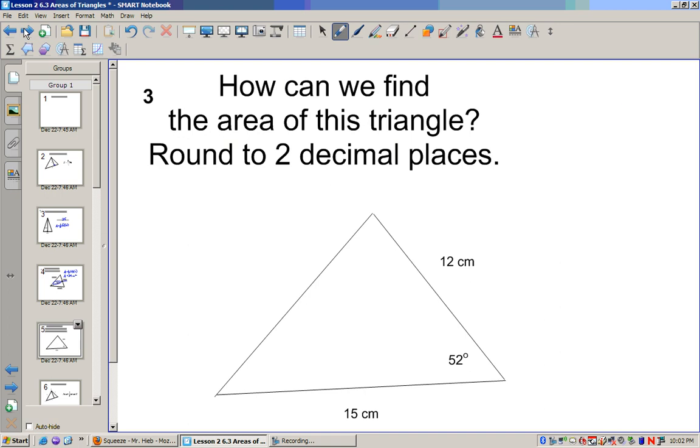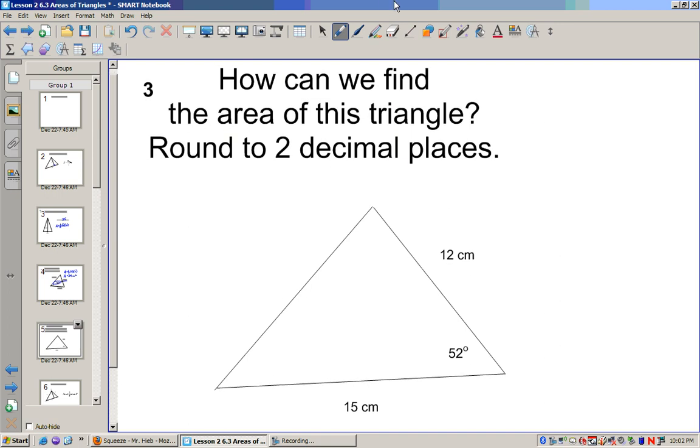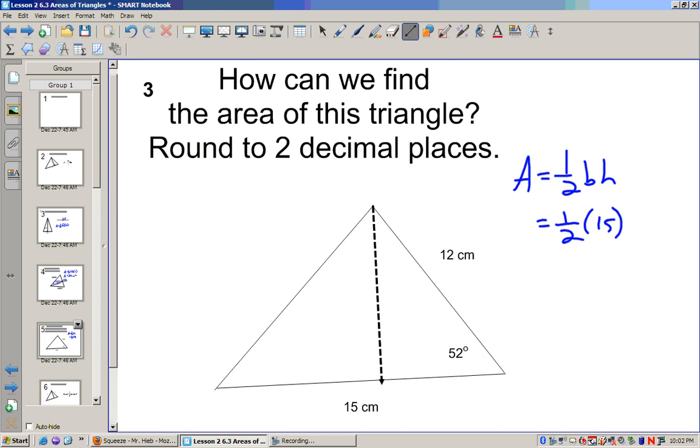So let's get on to something a little bit more interesting. Now let's find the area of this triangle. We know area equals 1/2 base times height. Let's call our base this bottom, so that would be 15. And now we need to find the height of this triangle. So let's just draw a little height in. Let's just meet that at 90 degrees.